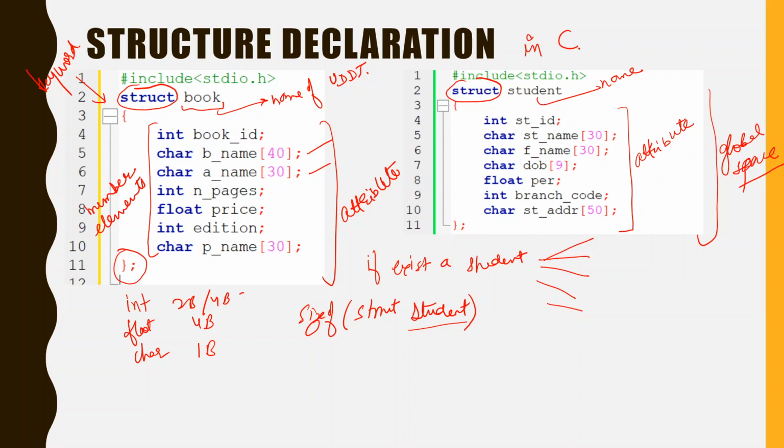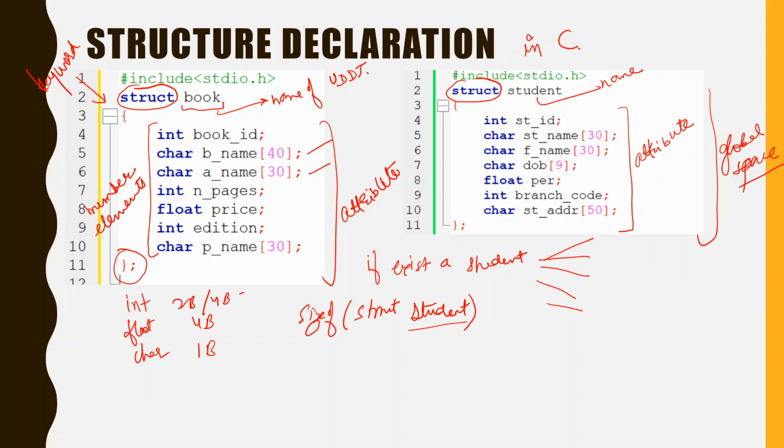Okay, so this would indicate to the compiler that student is not an inbuilt data type, it is a user defined data type, which has been declared with the help of the struct keyword. Okay, so always student will come with the struct keyword as a prefix.